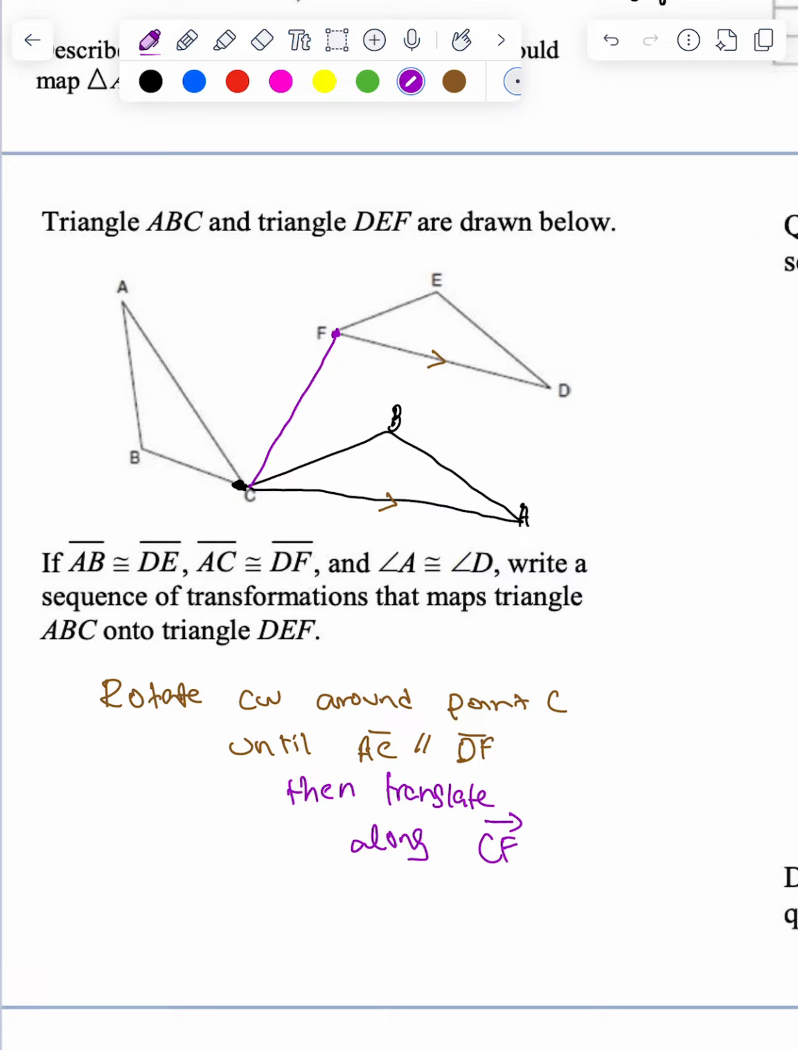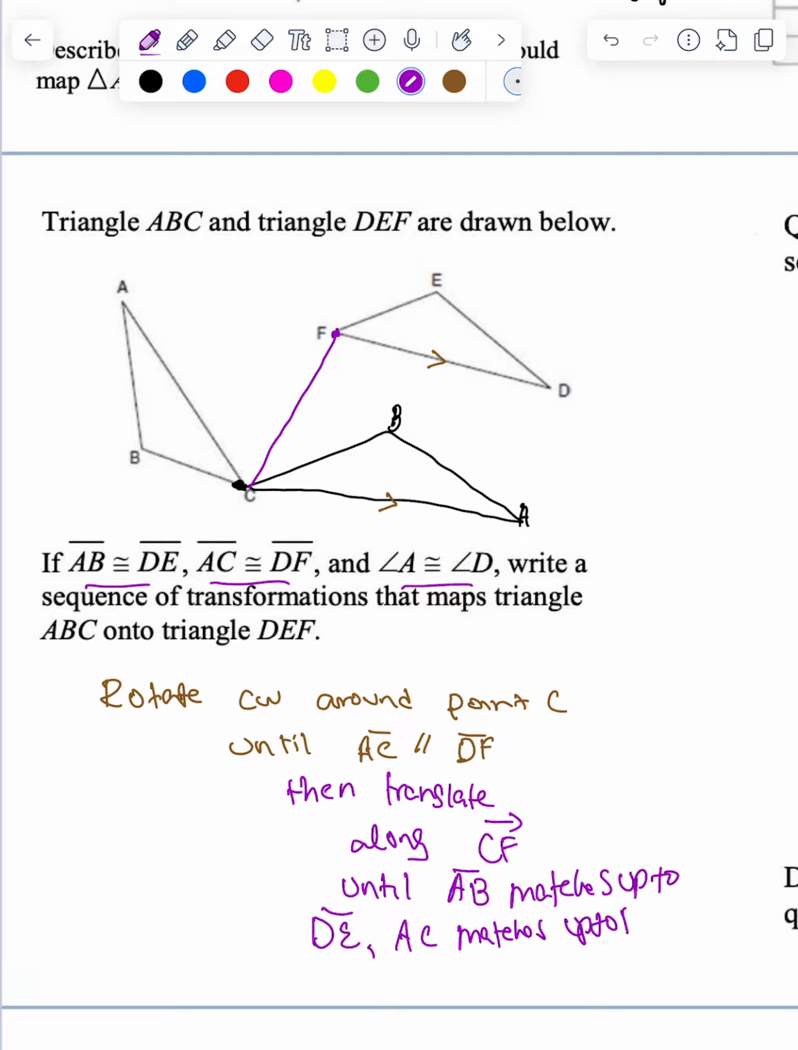And I'm just going to get very specific. They gave us information in the question about what needs to match up. So I'm just going to say until AB matches up to DE, because that's what they told us in the question. AC matches up to DF. And angle A matches up to angle D.